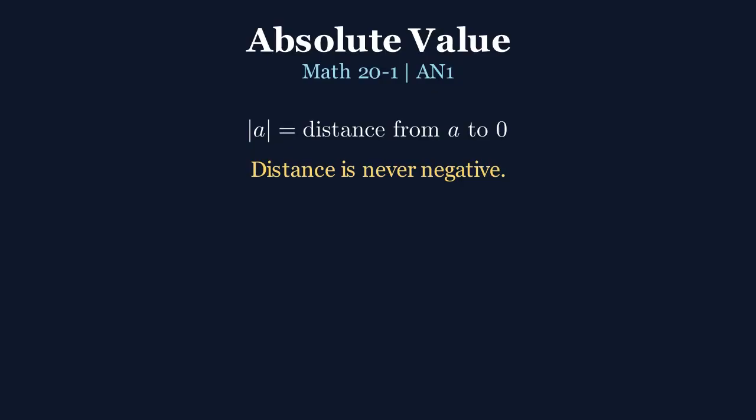For example, if a number is 5 steps away from 0, the distance is 5. If it is 5 steps to the left, the distance is still 5. This is why absolute value is not about direction. It is about how far away the number is.